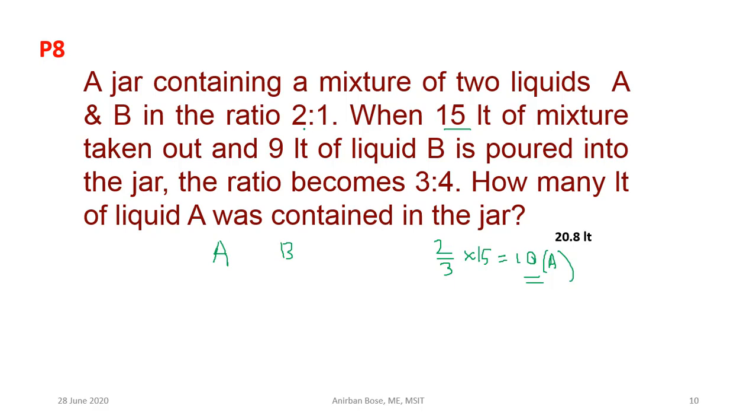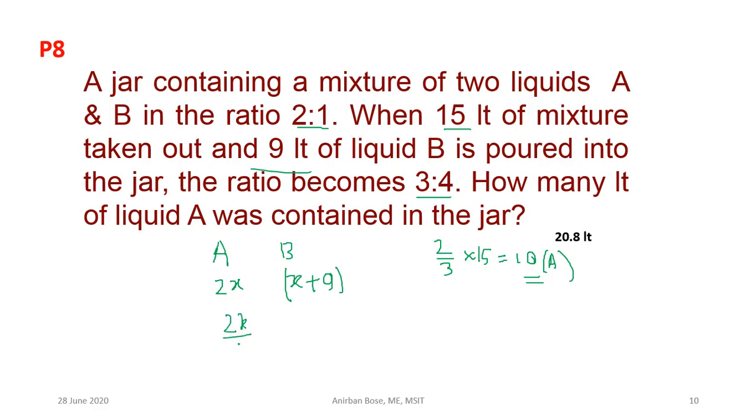Now what is remaining, that mixture after taking 15 liters, also contains A and B in the ratio 2:1. Now let us consider, after taking out 15 liters, the A present is 2x and B present is x. Okay, now 9 liters of B is poured. So what is the new amount of B now? x plus 9. What is the amount of A now? That is 2x. Okay, now this ratio is given as 3:4. That's all.